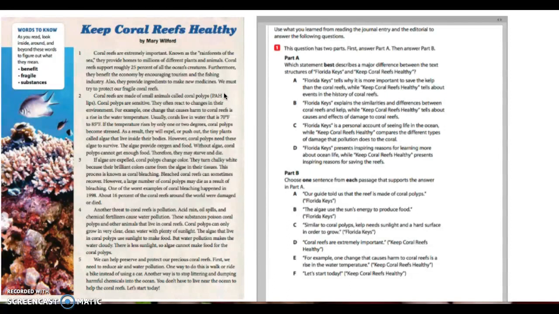In Part B, it says, choose one sentence from each passage that supports the answer to Part A. I see the word support, and support means back it up. So we're going to find one detail from each passage that's going to back up how they are not alike.